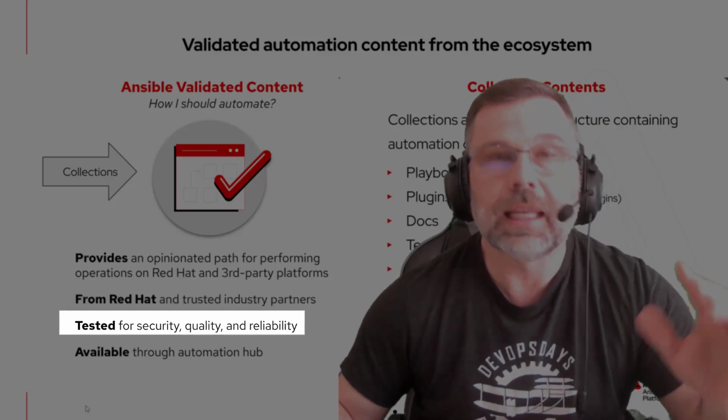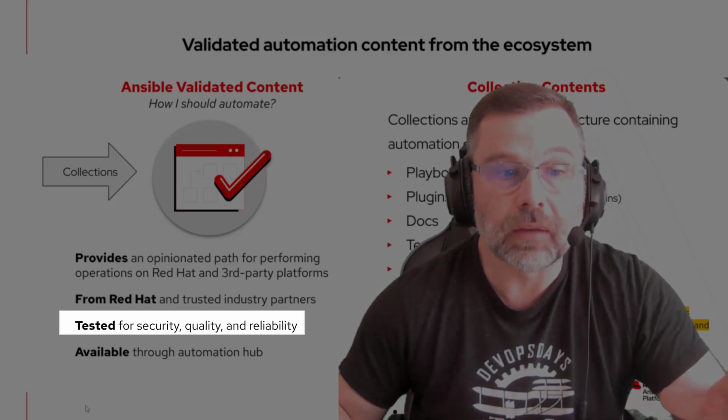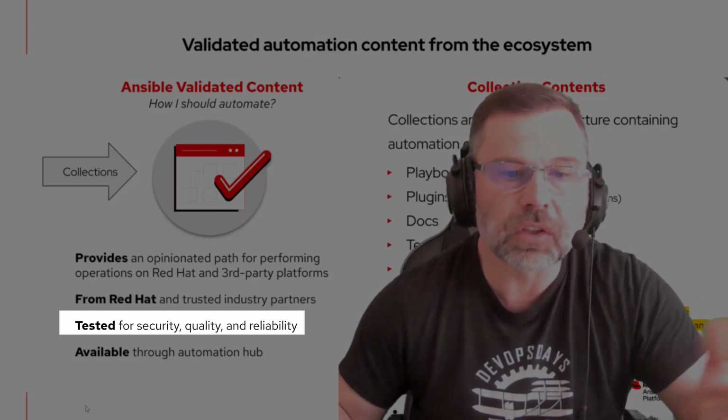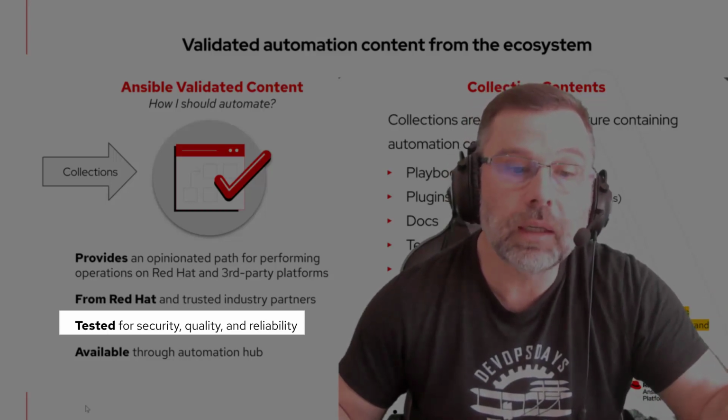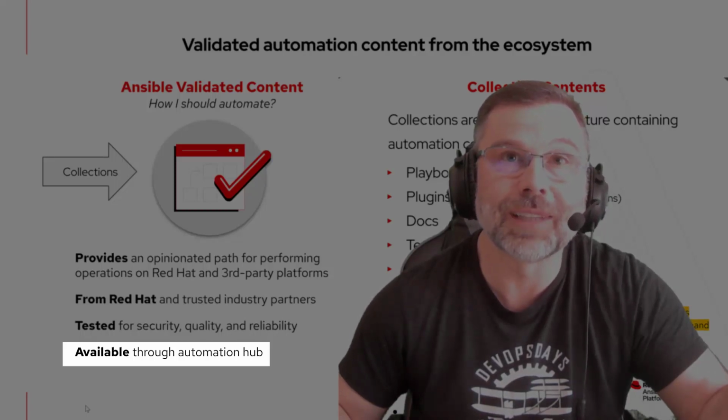So with this, and just like we mentioned previously with the certified content, it's tested and vetted. That way, again, it introduces the opportunity to provide security, quality, and reliability. And it too is available through the Automation Hub on console.redhat.com.